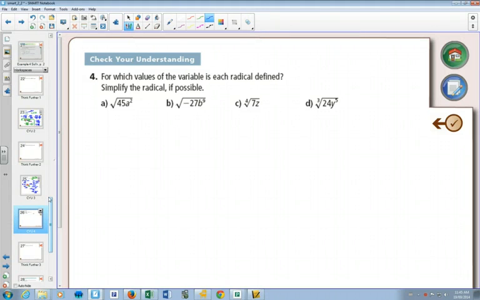So in example 4, again, it's going to ask us where it's defined. Where is it defined? And then it's asking us to simplify. And here it says the word simplify, and you have to know that simplify means write it as a mixed radical. So first of all, we have the square root of 45a squared.